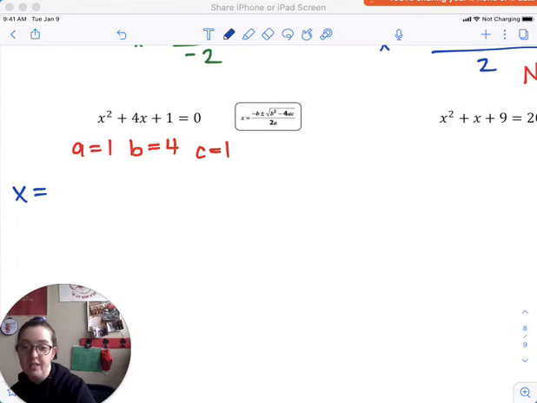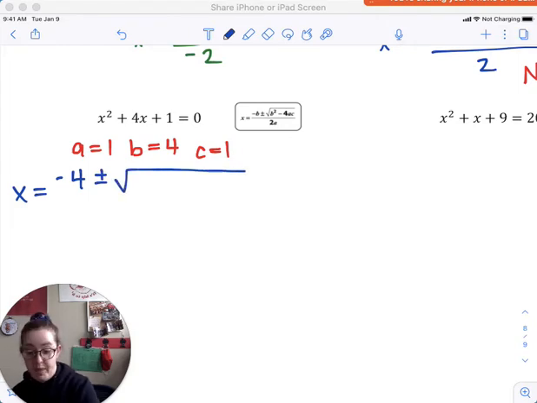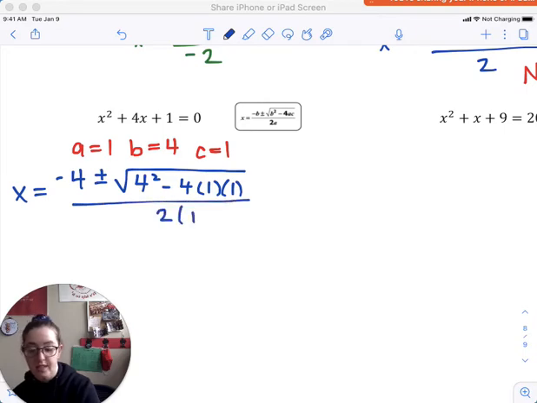X equals the opposite of b, so the opposite of 4 is negative 4, plus or minus the square root of b squared, so 4 squared, minus 4ac, so 4 times 1 times 1, all over 2 times a, so 2 times 1.